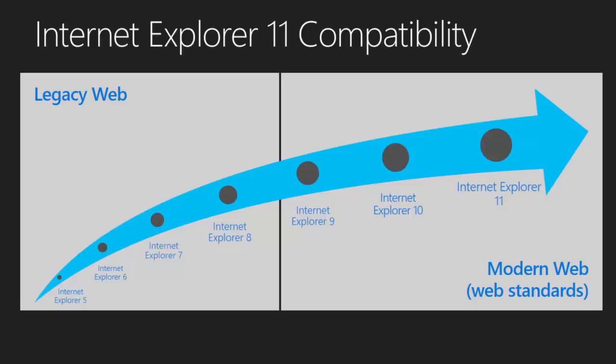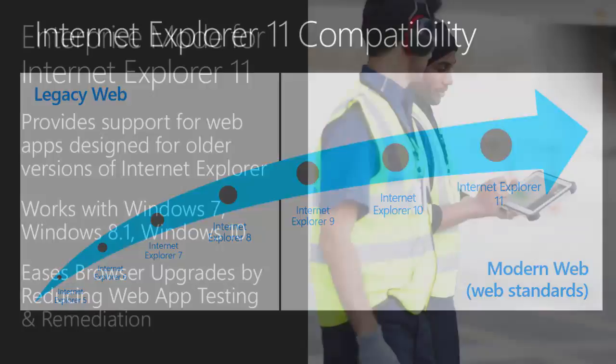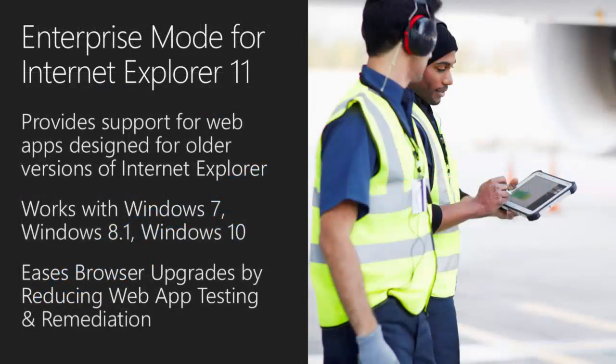So the idea now is making sure that developers who are building out websites really are just targeting these modern web standards, rather than having to go through and target a specific browser for the functionality they want. Now, we've mentioned enterprise mode a couple of times, so let's talk about it now. Enterprise mode for IE 11 is all around providing this backwards compatibility.